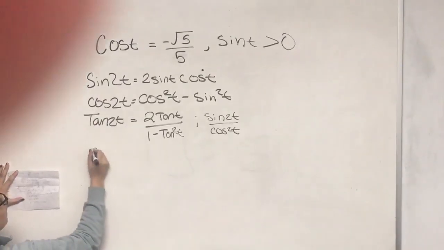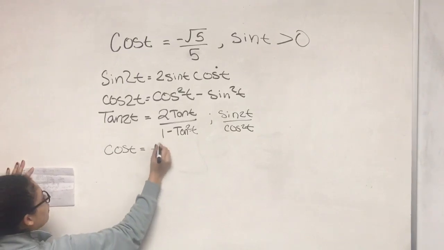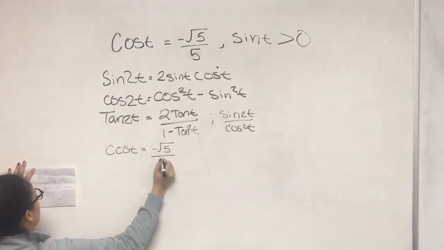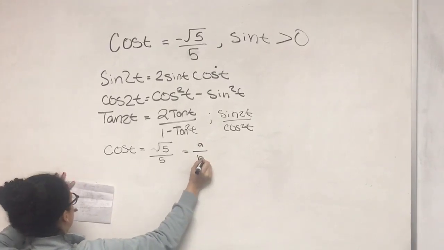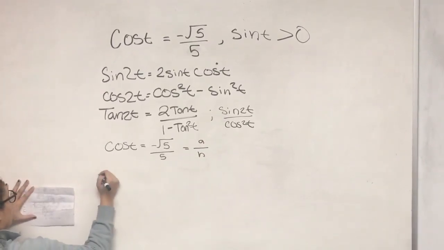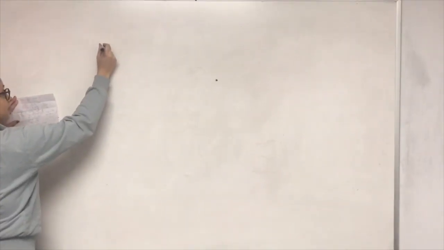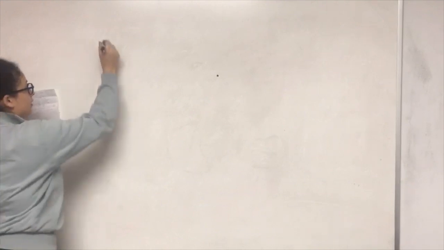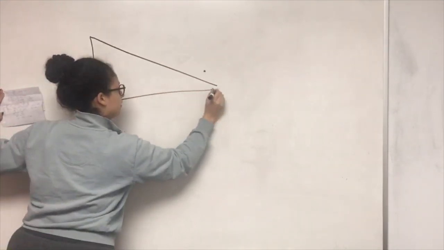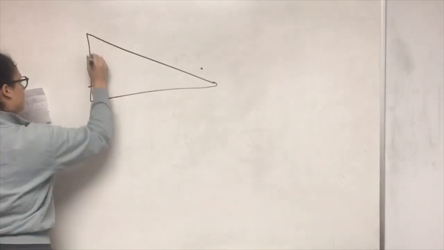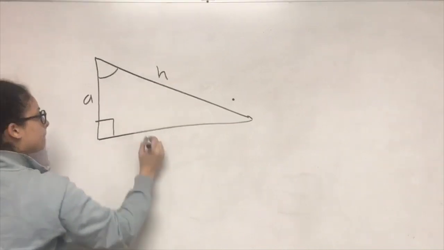We are given cosine t, which equals negative square root of 5 over 5, which equals adjacent over hypotenuse. Now we'll help to draw a triangle. This side is the adjacent side. The top is the hypotenuse, and the bottom is the opposite side of the angle.